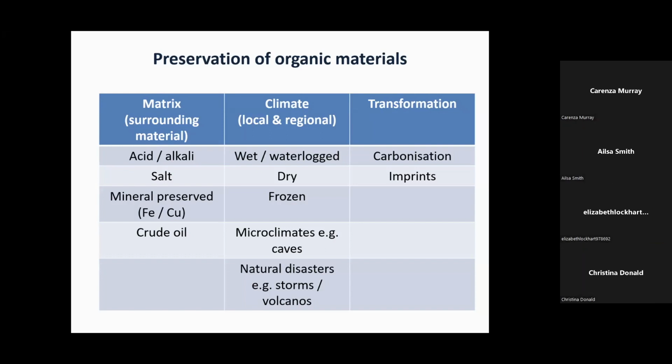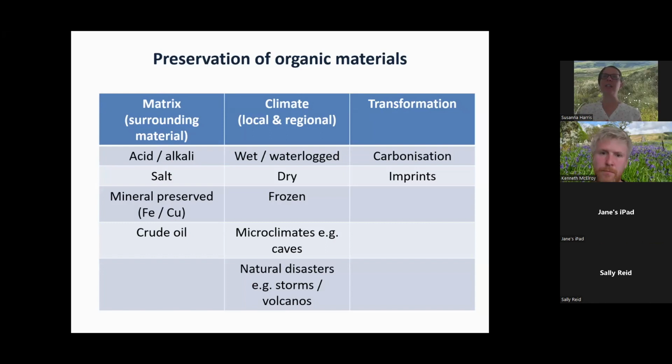This chart is just to give you an idea of some of the preservation conditions. A very important factor is the climate. Whether things are deteriorating will depend on conditions such as, is it a very dry climate to stop the microbes growing on the textiles? That will help preserve them. Or if they're frozen. Also, wet, waterlogged environments are very good because they don't allow the aerobic action of the microbes that will break things down. There are also microclimates, things such as caves, natural disasters.